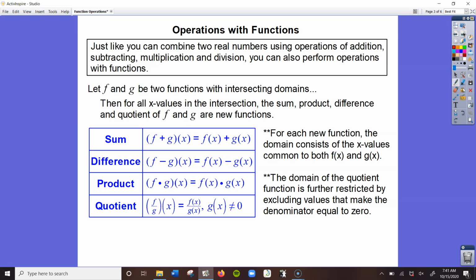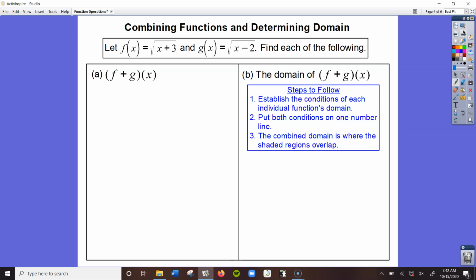Okay, so I'm going to break that down now in one question, and then we'll look at several others. So we have here f of x is equal to the square root of x plus 3, and g of x is equal to the square root of x minus 2. So for A, I want you to add functions f and g. So that is your operation.